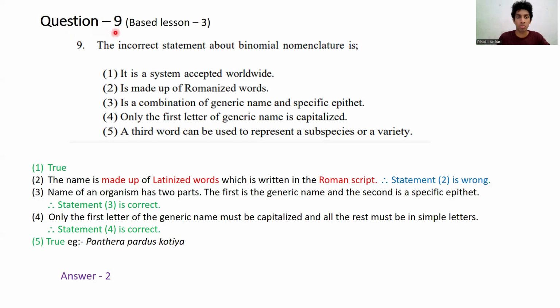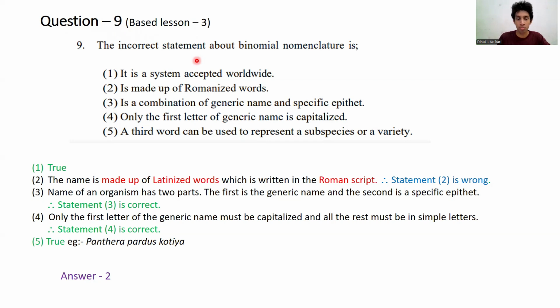Question number 9 is based on the third lesson. The incorrect statement about binomial nomenclature is 1. It is a system accepted word. Yes, binomial nomenclature is a system accepted word. Therefore, number 1 is correct.